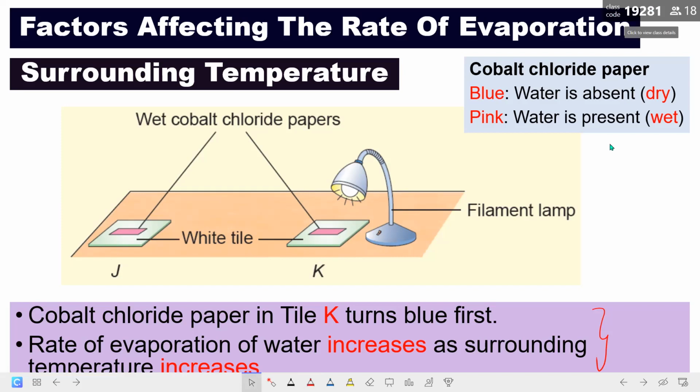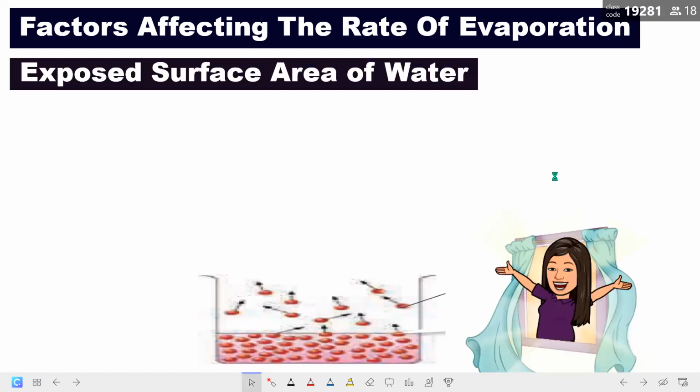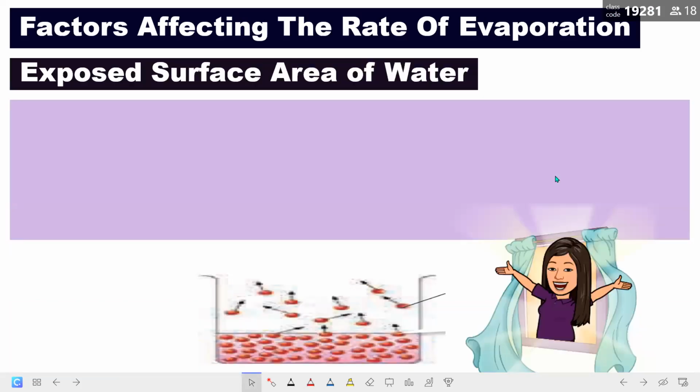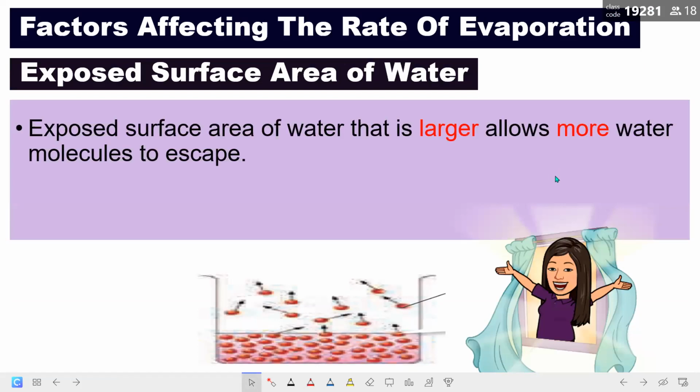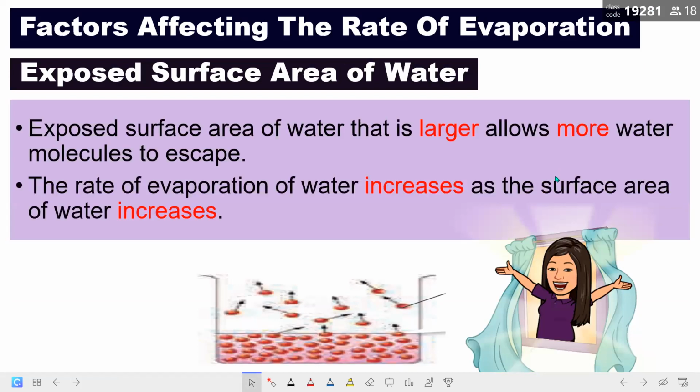I gave you 2 concepts already. Now let's go to the third concept, exposed surface area. This one all your parents will be happy with me for teaching you. Exposed surface area of water that is larger allows more water molecules to escape. So the rate of evaporation will increase when the surface area increases.